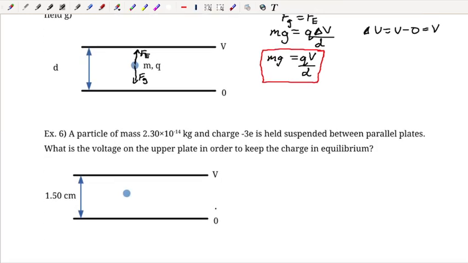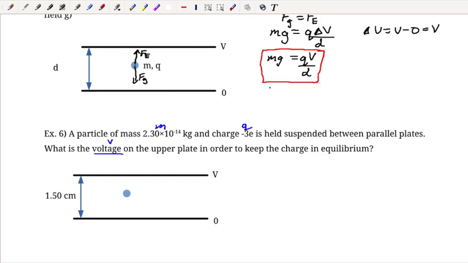Looking at example number 6 then, a particle of mass 2.3 times 10 to the minus 14 kilograms. So now they're starting to give us information. So here's my mass. And charge negative 3e. Remember, e is the elementary charge. It's like 3 electrons. Well, in this case, it is 3 electrons because it's negative. So this is my q, held suspended between 2 parallel plates. What is the voltage, that's what I'm looking for, find V, on the upper plate in order to keep the charge in equilibrium?